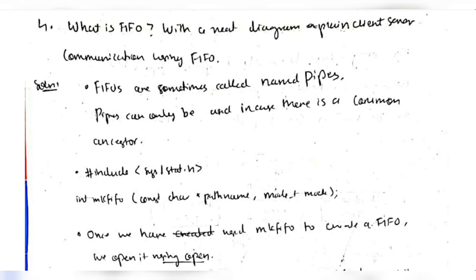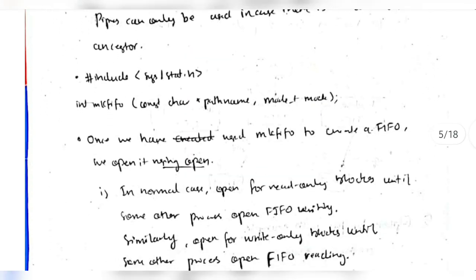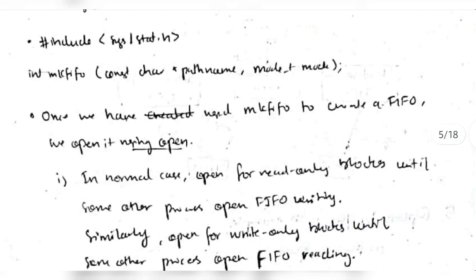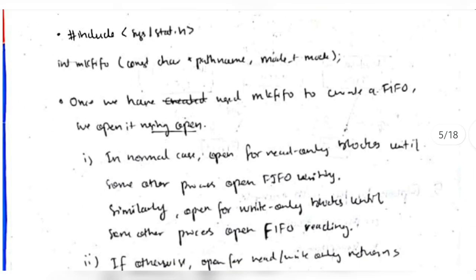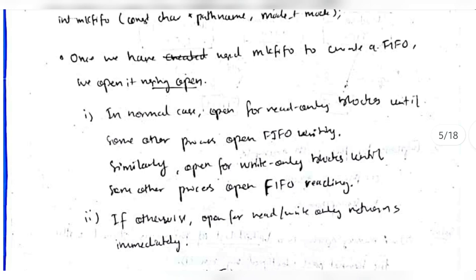Okay, so that is basically a FIFO, and the same functions are there. Pipes can only be used in case there is a common ancestor. And how to make the FIFO: by using mkfifo, where you have to give the path name and the mode. Okay, and once we have used mkfifo to create a FIFO, we'll be opening it using open.